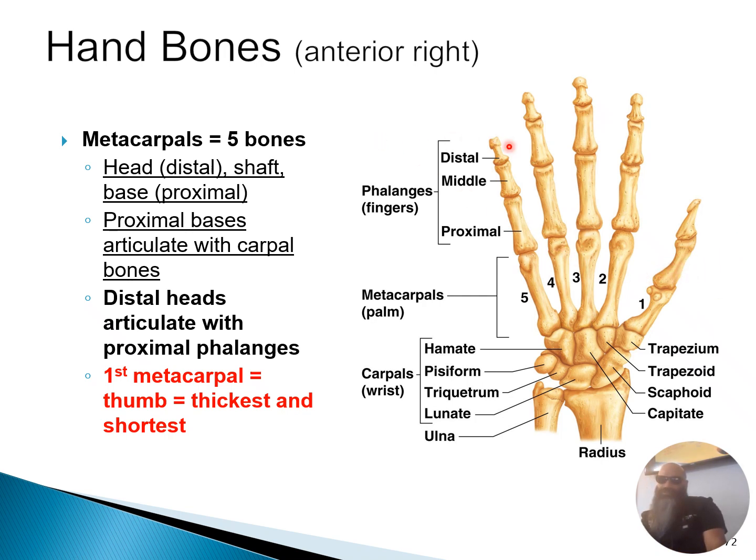This is going to help you understand where everything is. So the thumb does not have... which one does the thumb not have? Middle. Perfect. All right. How many metacarpals are there?